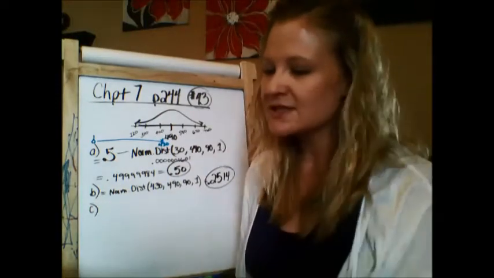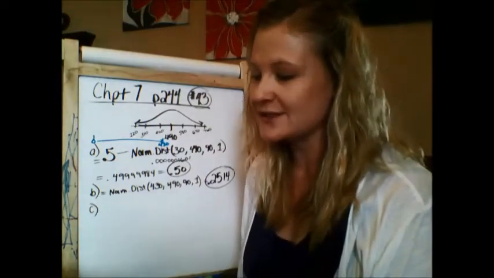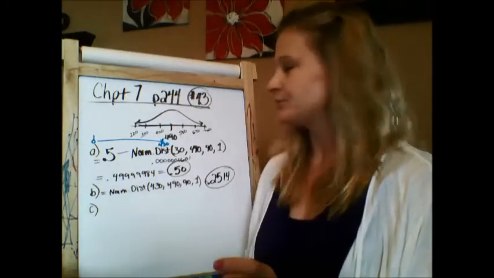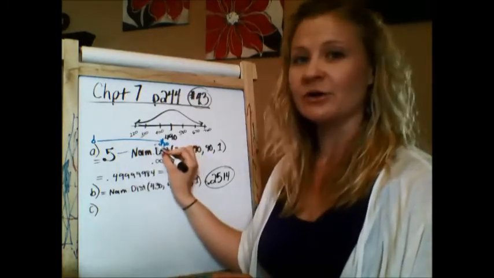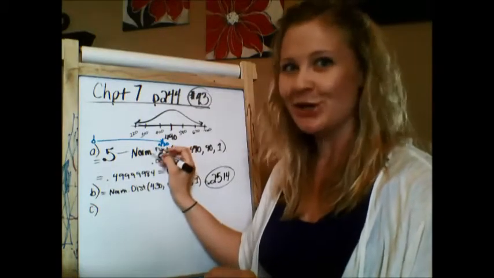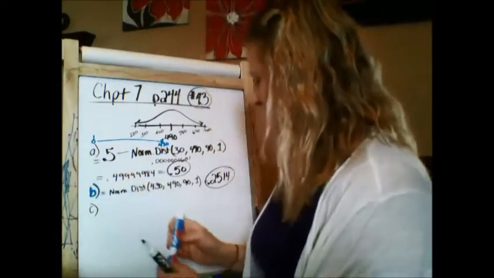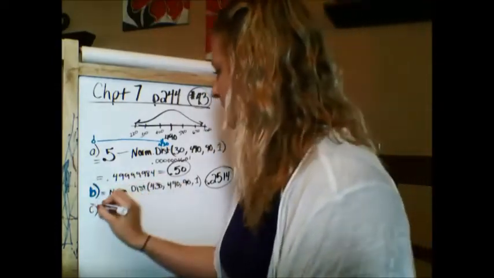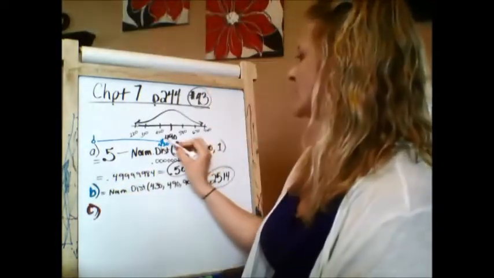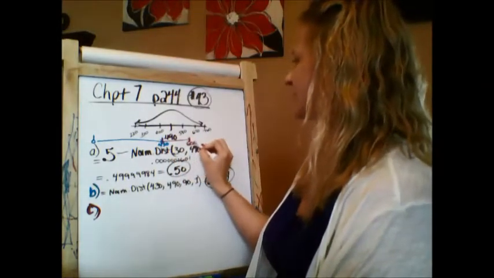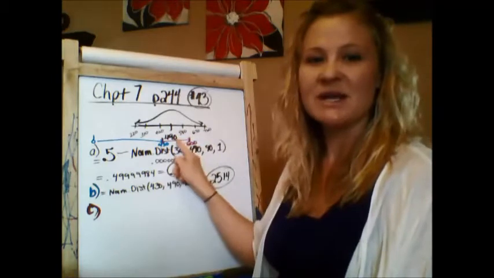Question C, what percent spend between 430 and 600? Okay, let's see what we already have. We already have up to 430. Is that what this problem wants? No. What C wants us to do is to take from 430 up to 600. Okay, C wants this pink part.